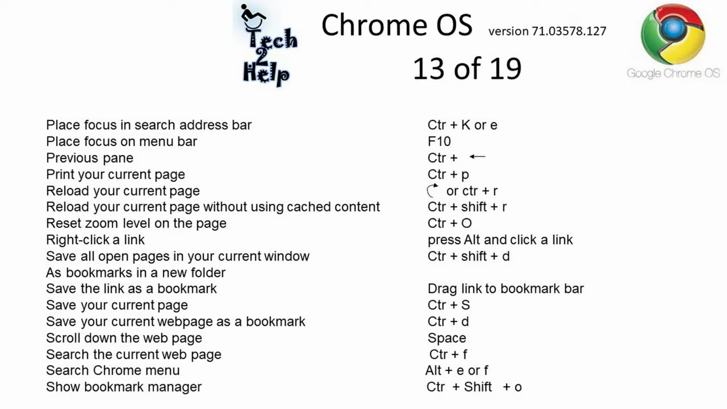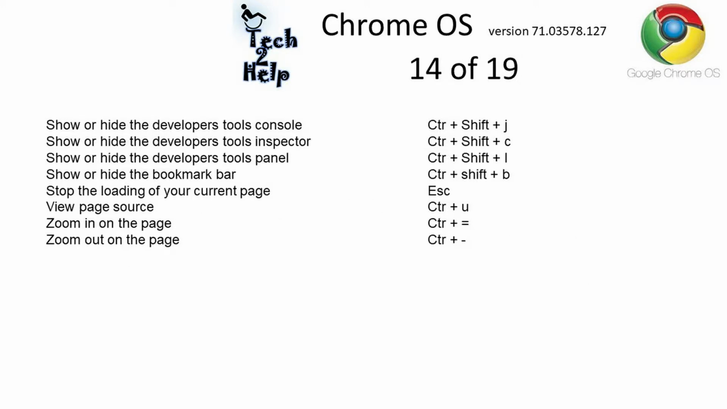Scroll down the web page: space. Search the current web page: Ctrl plus F. Search Chrome menu: Alt plus E or F. Show Bookmark Manager: Ctrl plus Shift plus O. Chrome OS version.